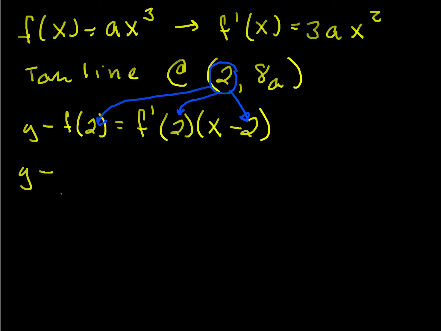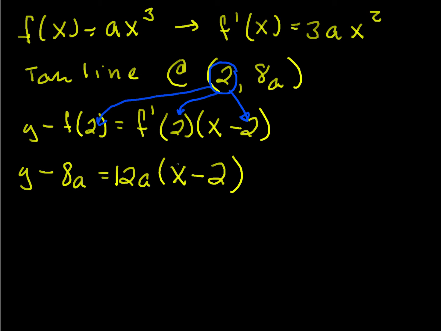Oops, not equals, but minus 8a is equal, and now f prime of 2, well, f prime is 3ax squared, so f prime of 2 would be 2 squared, 4, times 3, 12, so this is 12a times x minus 2. It's as simple as that. We have a formula, and so it's just plug and chug. And we can leave it in this form. This is point slope form. It's perfectly valid. We could simplify it if we want. For the sake of time, I'm not going to.